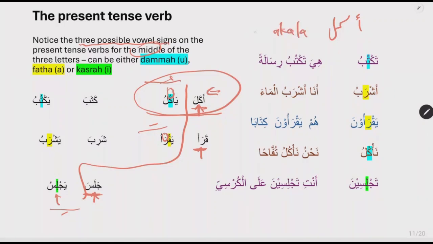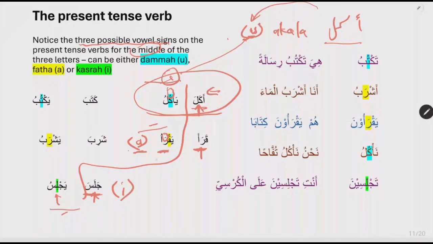And then after that, they'll put a dhamma. So they'll put a u there. Right? That u shows that when you change this akala into its present tense form, it's ya'kulu. See this u? If it is this one here, kara'a, they'll put an a sound in the dictionary next to kara'a. And you know kara'a in the present tense takes fatha, yakra'u. Okay? And in this one here, they'll put an i in brackets after jalasa. And you know that this one takes yajlisu.